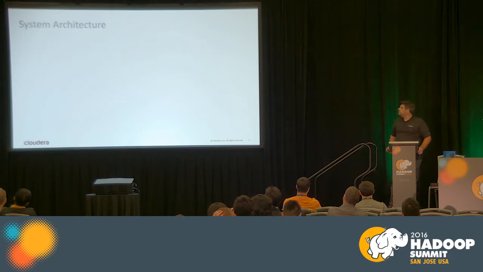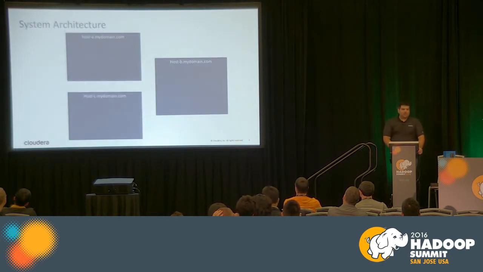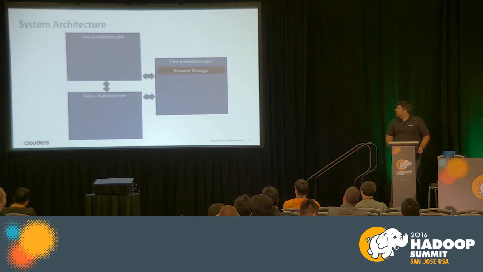OK, so how does this work? We'll talk a little bit about how Spark on Yarn works. We have a few machines, 3 machines, and these 3 machines talk to each other, obviously. Yarn has a resource manager, and then node managers that run on each one of these machines. Typically, there's 1 node manager per machine, and the resource manager could be on its own machine or co-located with another node manager.